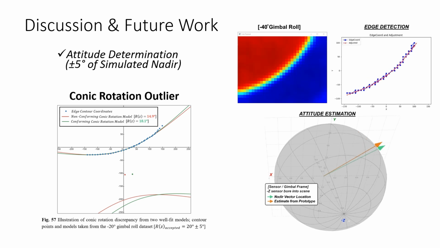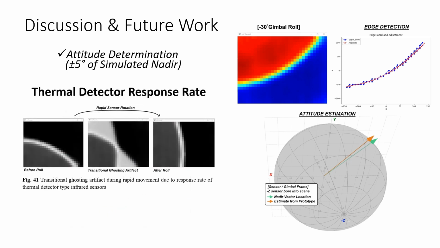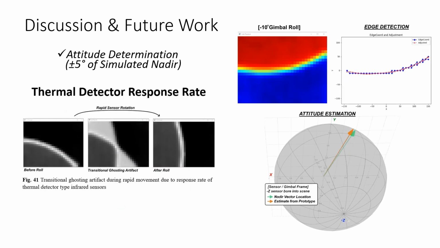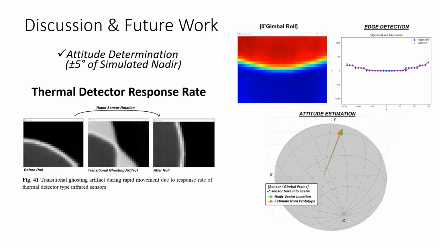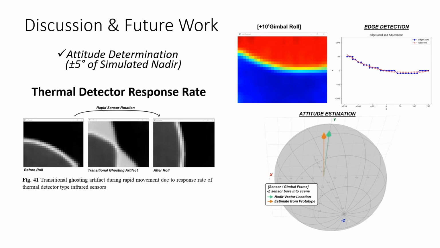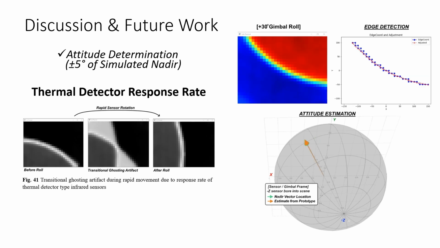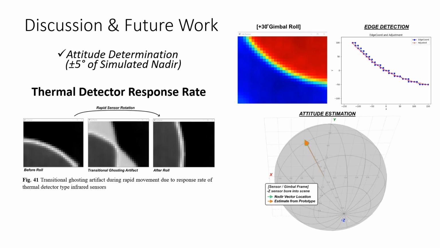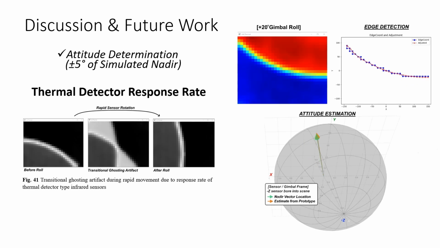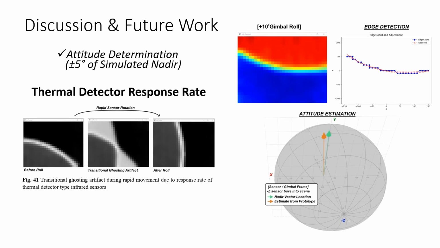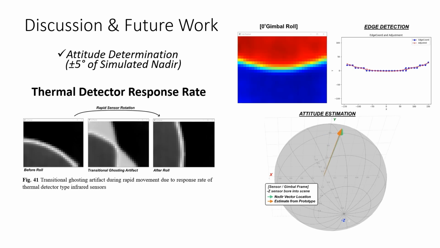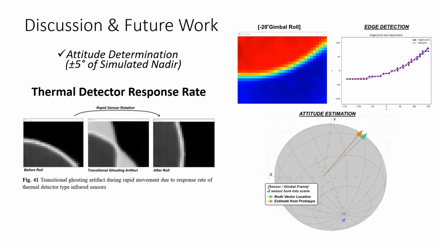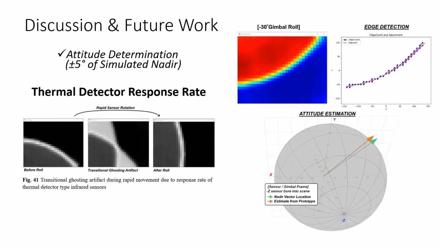The second point, which requires some further investigation, is related to the detector response rate. So the thermopile detectors are thermal detectors as opposed to photonic detectors, and these inherently have a slightly slower response to thermal change when the sensor is rapidly moved or the scene changes. And this appears as a ghosting artifact in the image, which obviously could be problematic for when the craft is experiencing high rates of rotation. It was proposed that a high quality sensor may have better response characteristics than the one that was selected for the prototype.